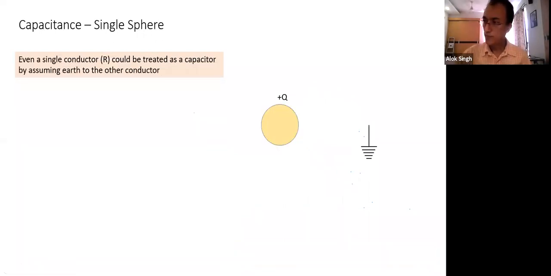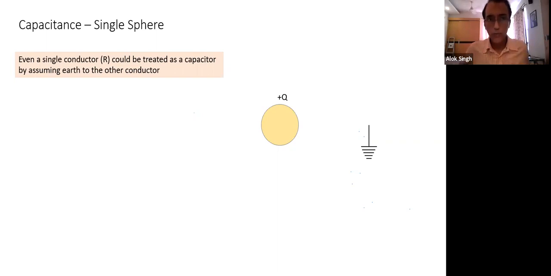Okay, shall I do this part? Yeah, you can do that also. See, so far we talked about two conductors. Even a single conductor can be treated as a capacitor. In that case, we say the charge of the universe is constant. The moment I place charge plus Q, where would the charge come from? It has to come from somewhere. If there's no other object, the charge must have come from Earth.